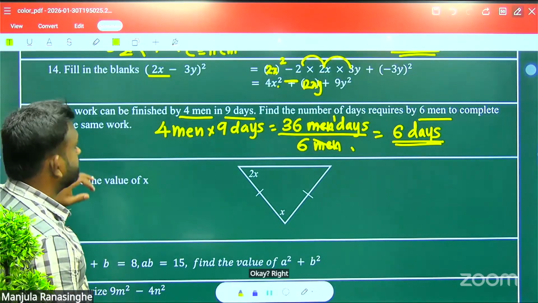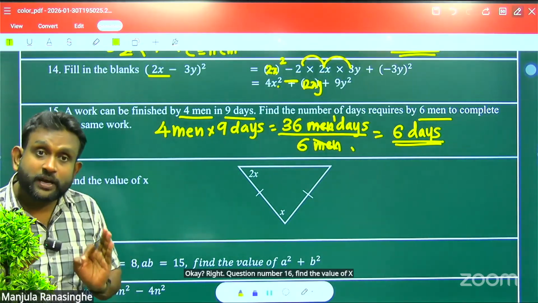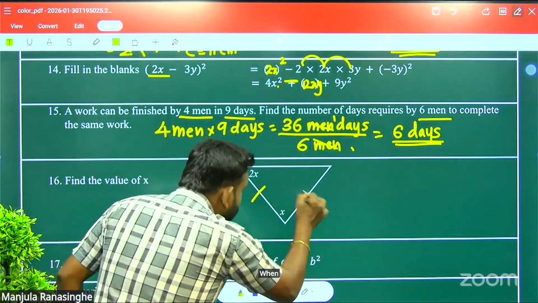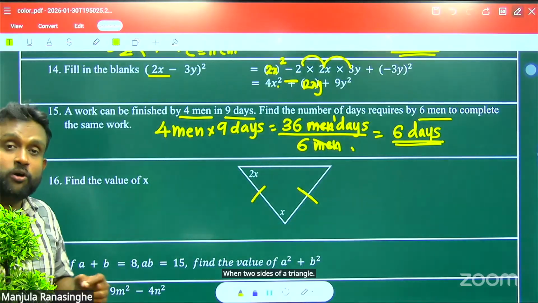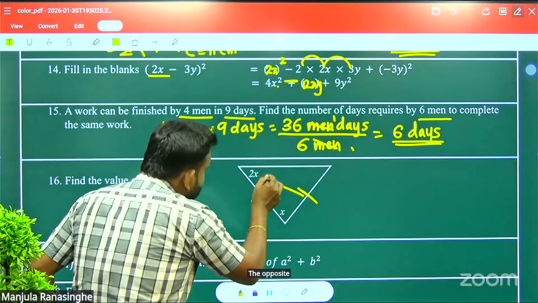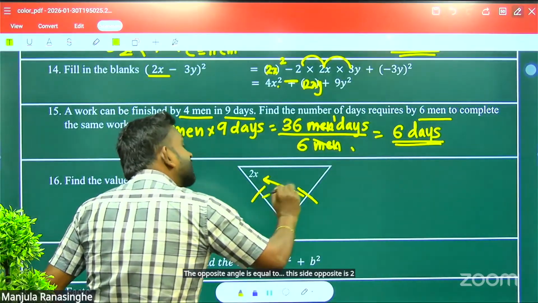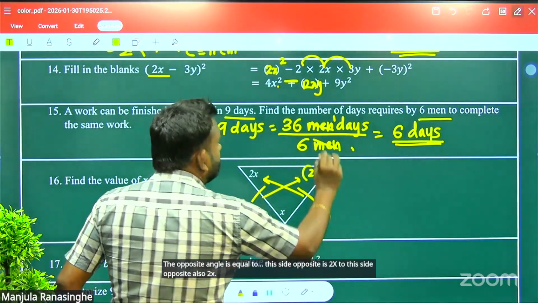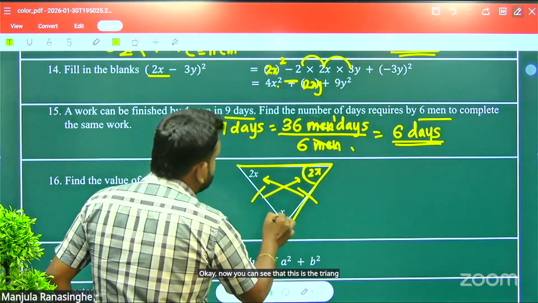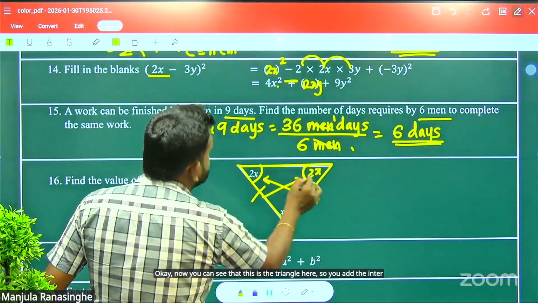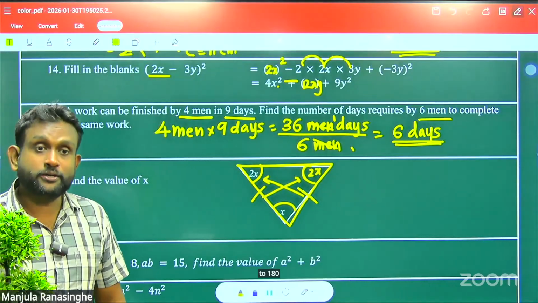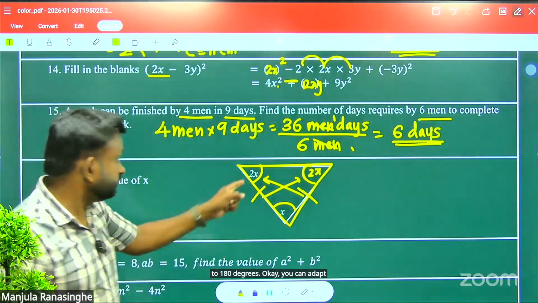Right. Question number 16. Find the value of x. Remember in grade 10 maths we learned, when two sides of a triangle are equal, their opposite angles are also equal. This side's opposite is 2x, and to this side the opposite is also 2x. Okay, now you can see that this is the triangle here. So you add the interior angles of this triangle to 180 degrees.